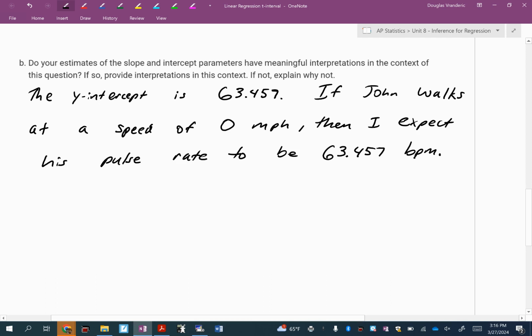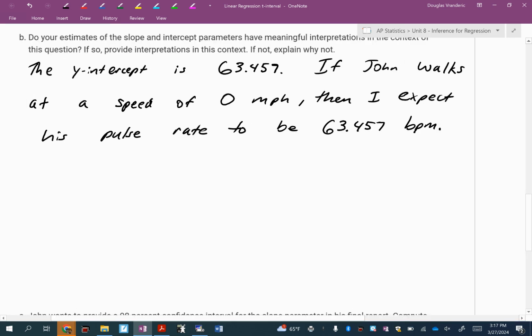Will his resting heart rate be that all the time? Probably not. We would need to find an average here. So that's why I put expect, because it's not going to be exactly that. And David, I heard you say, this is what I expect his resting heart rate to be.